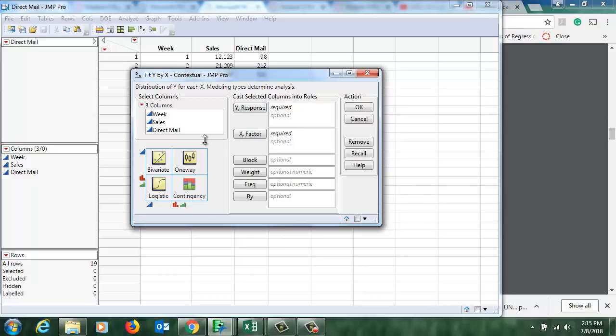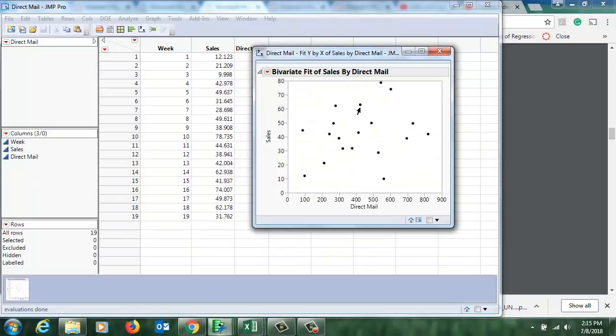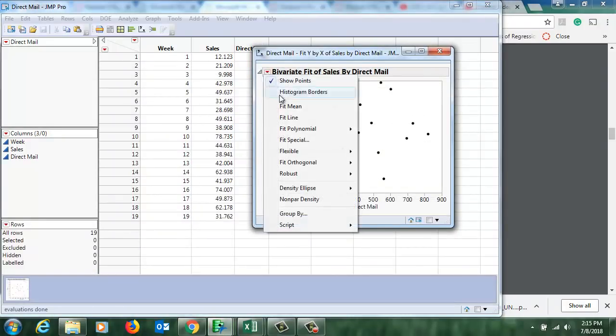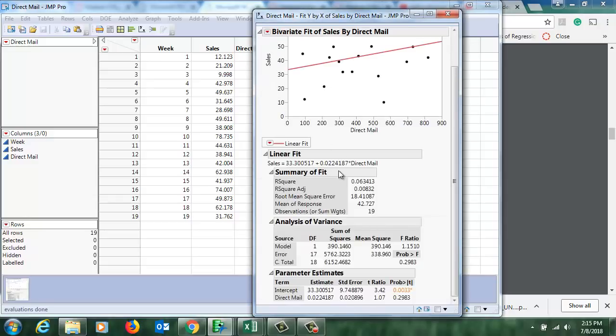using Fit Y by X, with sales as the response and direct mail as the factor. We fit a line and we can see that R square is about 6%. The p-value for the coefficient of direct mail, or the factor X, is not showing significance, 0.298, and it seems like there's no relationship between these two variables: advertising in the form of direct mail, and sales.